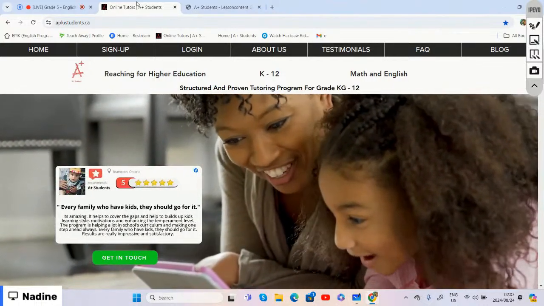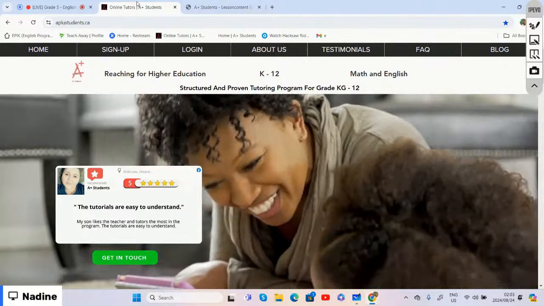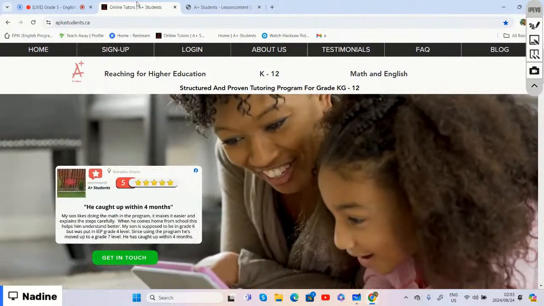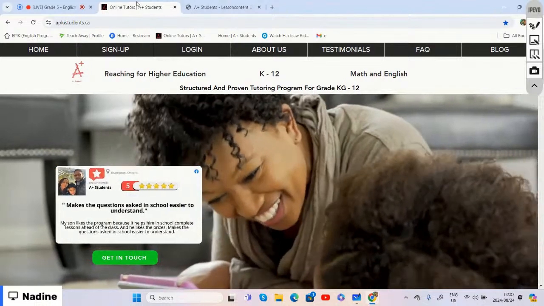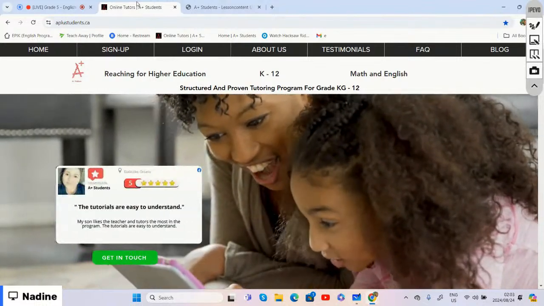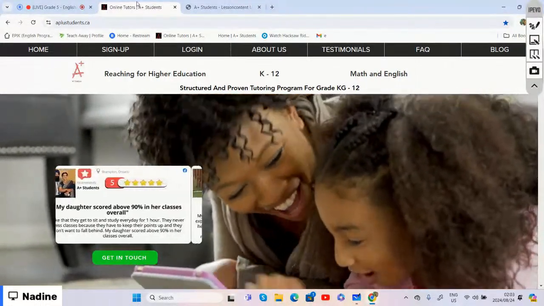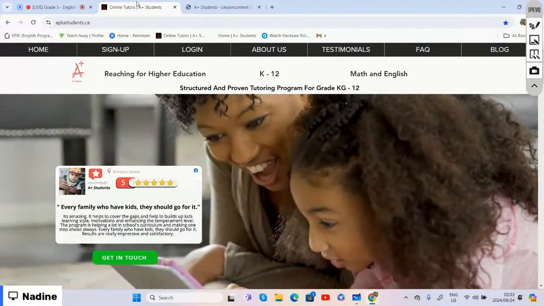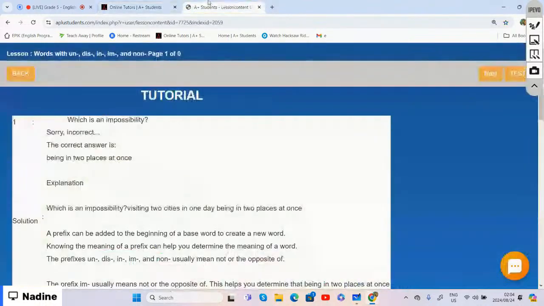All right, so this lesson is about prefixes and suffixes. Once we have logged into a+students.ca with our username and password, we select the subject of English Language Arts, grade 5, and then scroll down until we get to our chapter on prefixes and suffixes.